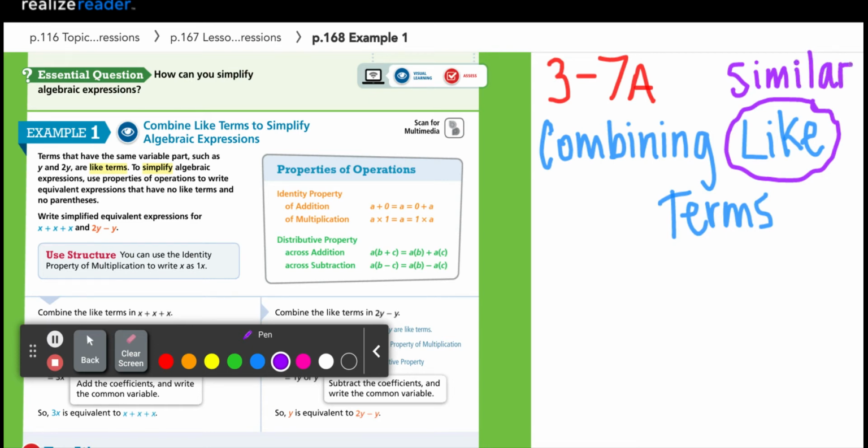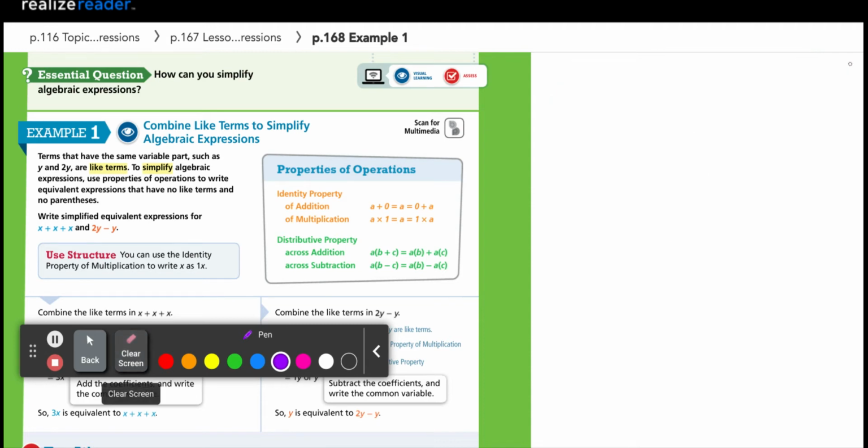Okay, remember that terms are separated by addition and subtraction signs. So we'll be looking for terms between addition and subtraction signs with the same variables. Let's look at the textbook definition for like terms. It says terms that have the same variable part, so that's the same letter, such as y and 2y are like terms. So let's add this vocabulary, like terms, to our notebook.